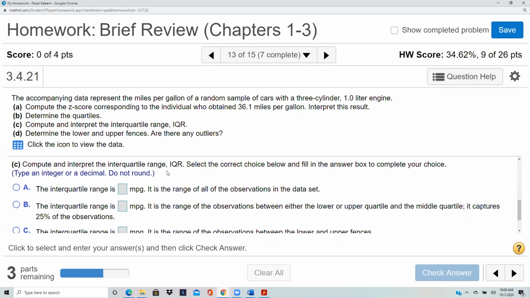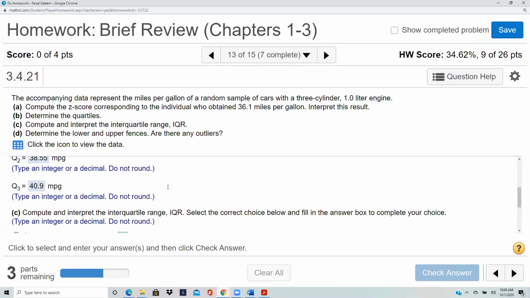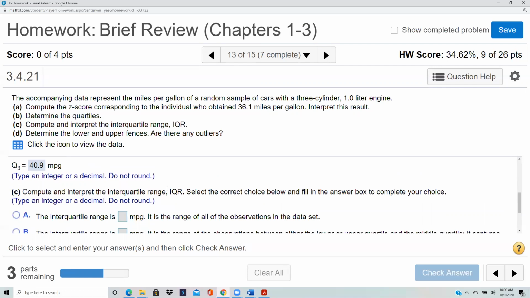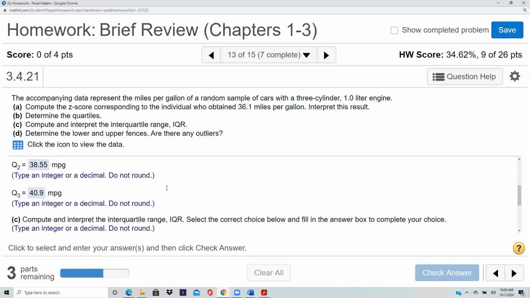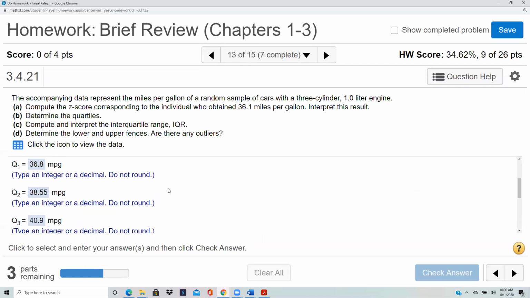Okay, and what's the IQR? The interquartile range. Right, and what is it? Isn't it Q1 and Q3? Yeah, so what do you do with them?